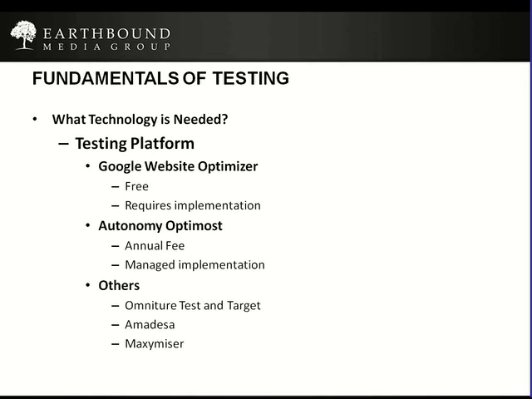For example, for Loma University Medical Center, we actually use Autonomy Optimost. This is a testing platform that requires an annual fee. It is managed, so you can call someone to get support and help when needed. They also help us with determining certain strategies and certain areas of the site that we should or can test. And they help us implement the test when needed so that it actually saves us time and it saves our clients time so that it's cheaper for our clients.